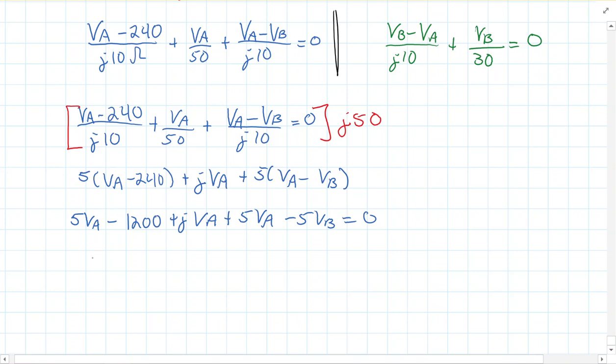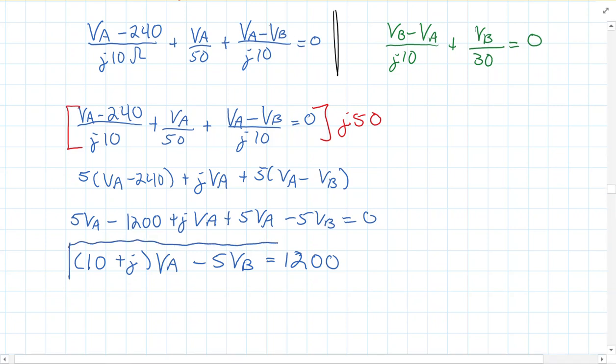And so combining terms together, as long as I do this carefully, I'd have 10, 5 plus 5 is 10, plus j VA minus 5 VB is equal to 1200. Alright, so that's my first equation that I would need.